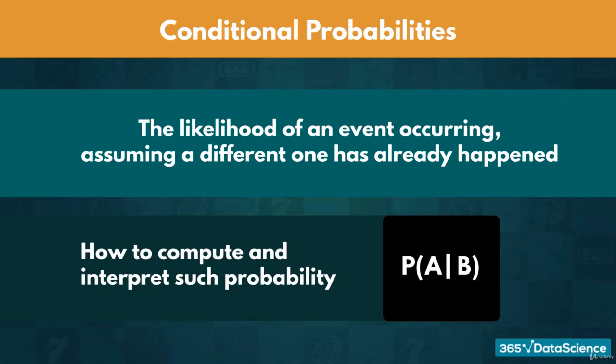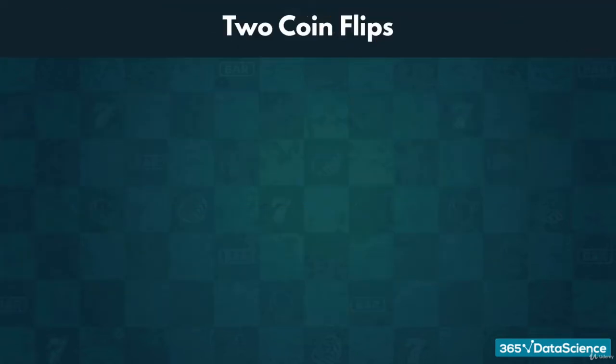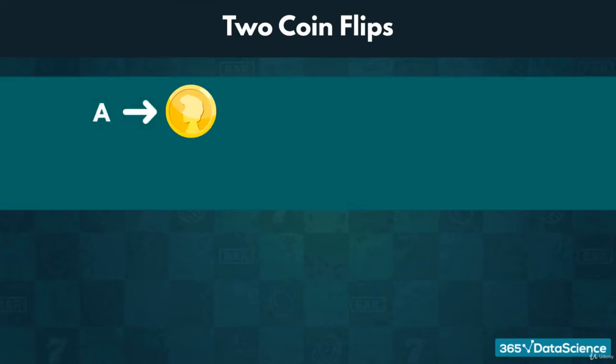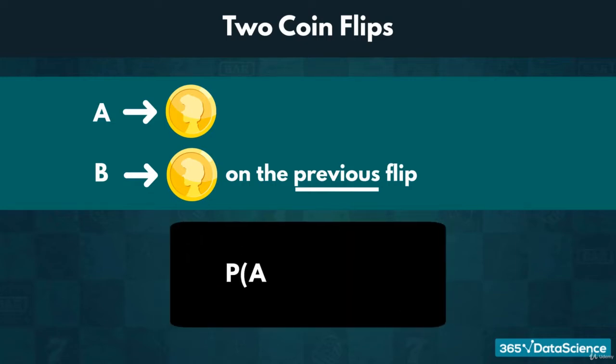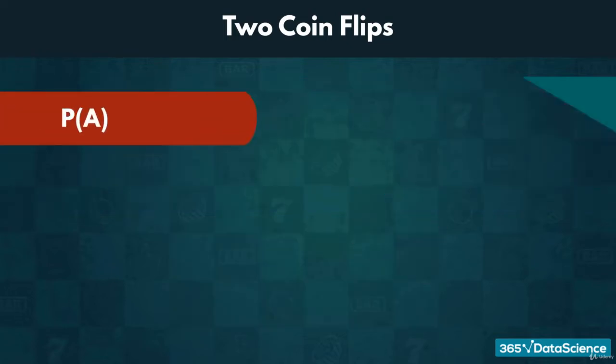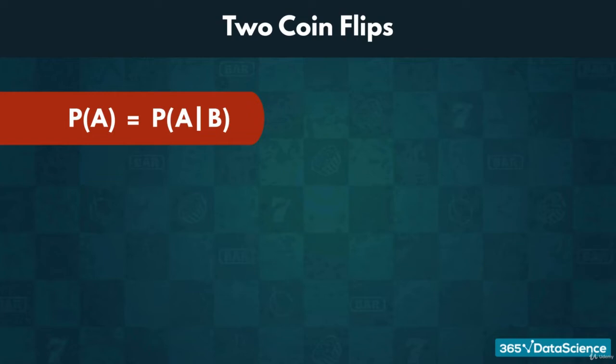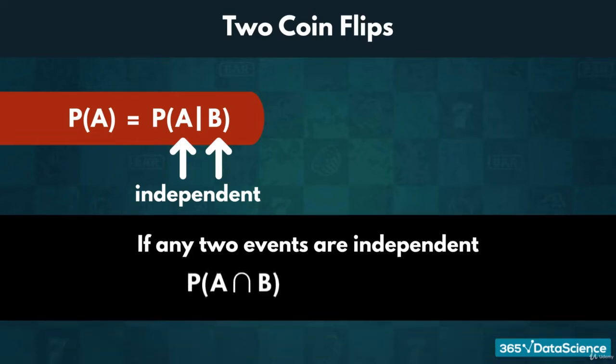Let's go back to the coin flip example from the last lecture. A represents getting heads, and B represents getting heads on the previous flip. The probability of getting heads now, after getting heads last time, is still 0.5. Therefore, P(A) equals P(A given B). This is equivalent to saying the two events are independent. Earlier in the course, we also mentioned that if any two events are independent, the probability of their intersection is the product of the individual probabilities.